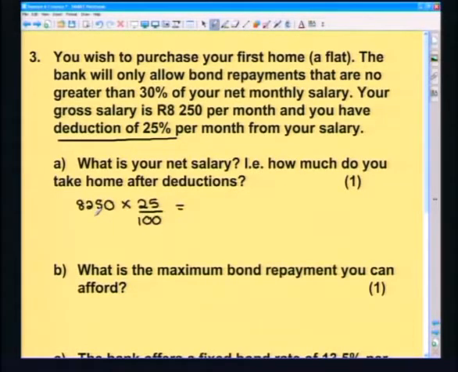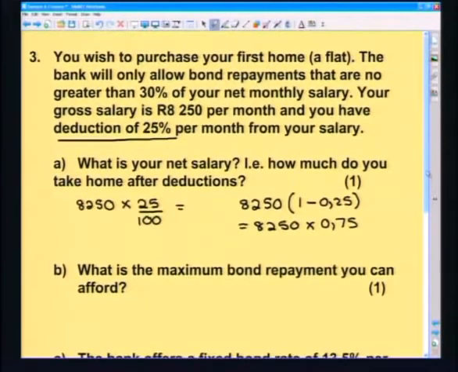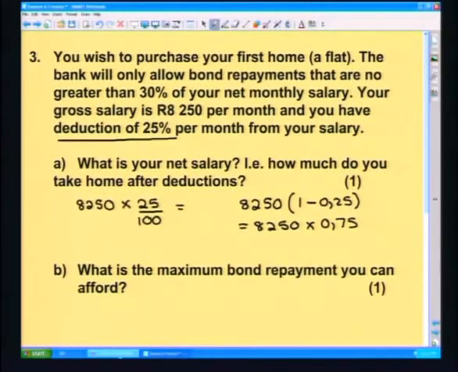Now there's another way to do this. What you could do is take 8250 and say, okay, I want to find out what is left. Now, if I'm losing 25%, then I'm actually still keeping 75%. So what I'm saying is 1 minus 0.25. In other words, I'm saying 8250 times 0.75, and that would give you the answer that I would get by doing it this way. I'm going to do it both ways so you can see for yourself which one you prefer, but I often find it's better to go the other route. So let's bring it down a little bit and pull the calculator up and see what we're looking at.